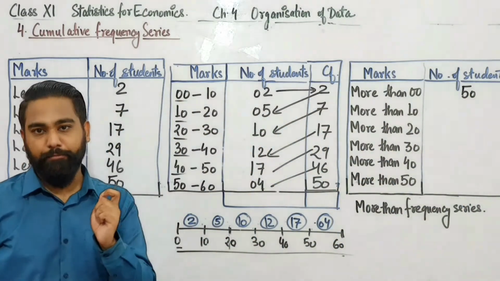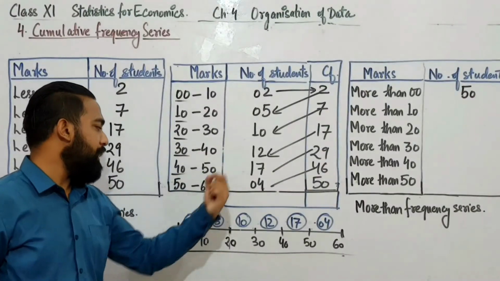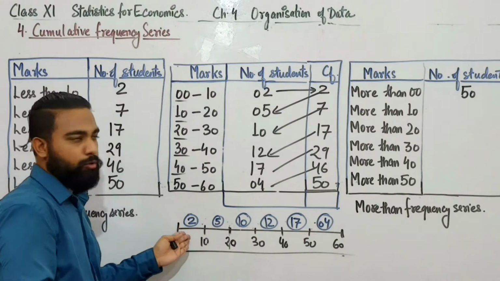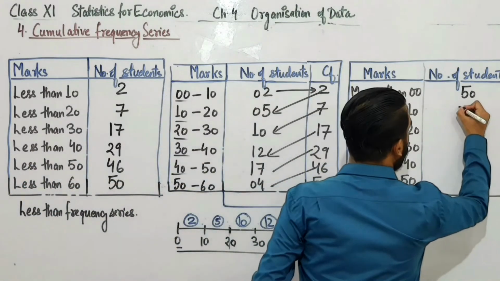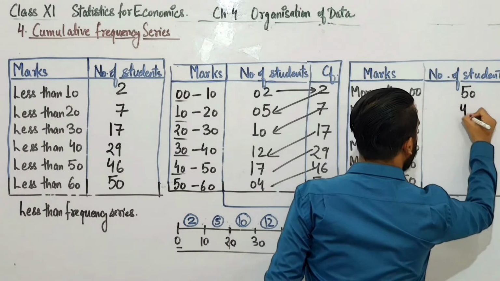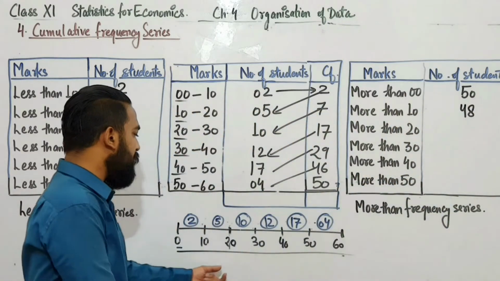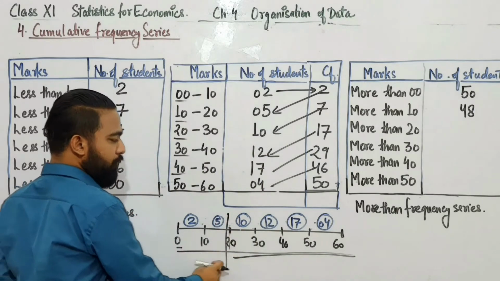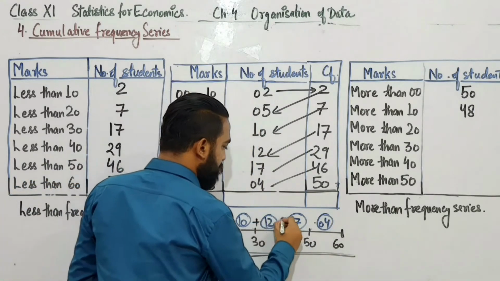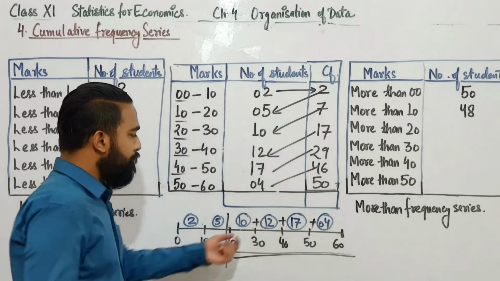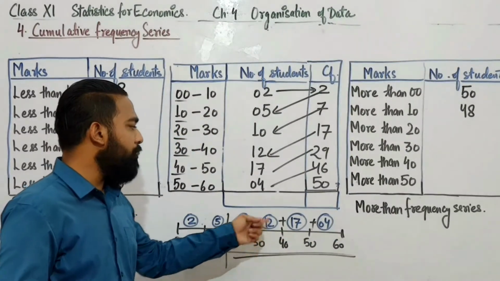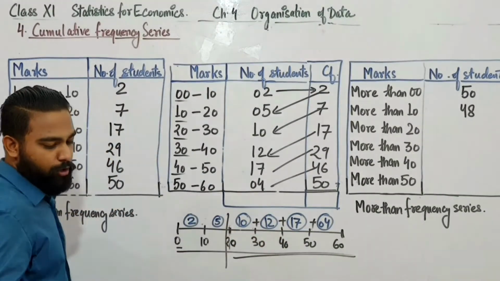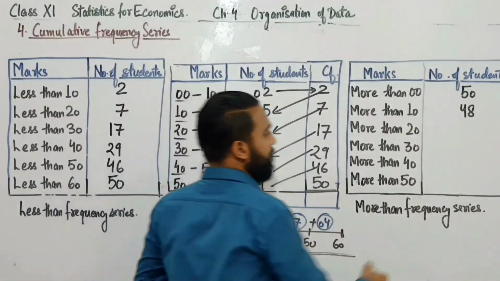Now, more than 10. You have to write down more than 10. So, more than 10 are all of them, but you don't have to include these two. So, just remove 2 from it. It will be 48. Now, more than 20. You have to remove these two and all of them will be included. Add them. 10 plus 12, which is 22. 22 plus 17, which will be 39. And 39 plus 4, it will be 43.